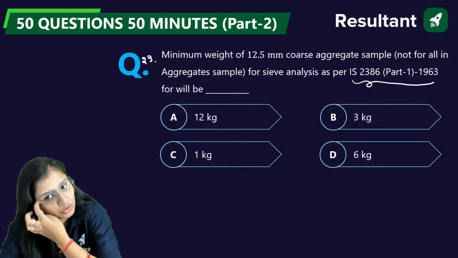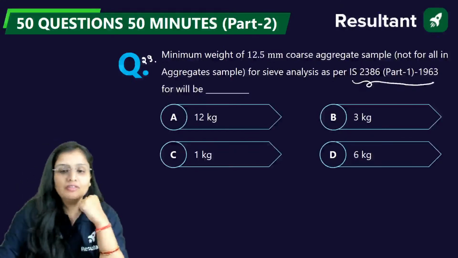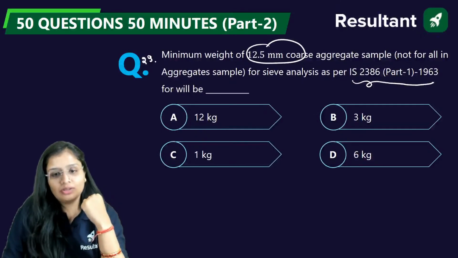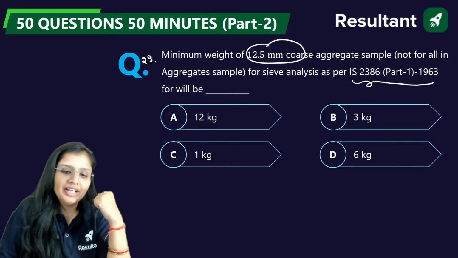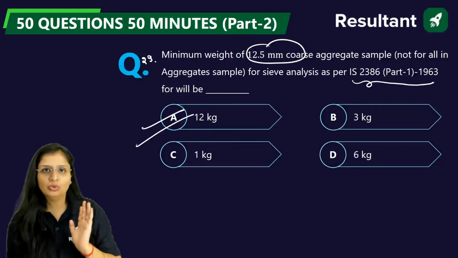अब ये डेटाबेस क्वेश्चन है भाई साहब, तो इसको तो याद ही रखना पड़ सकता है, इसमें कुछ नहीं कर सकते. 12.5 mm का कोर्स एग्रीगेट होता है. In that case minimum weight is 12 kg. This you need to remember. Okay, this is a codal one.